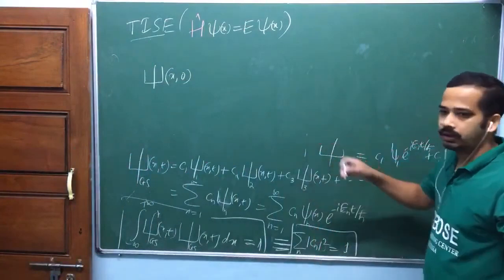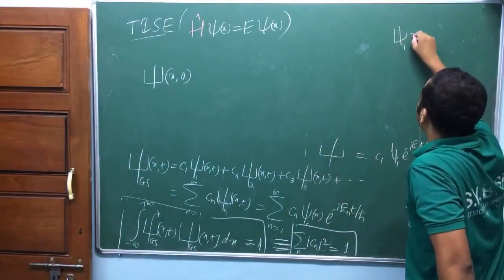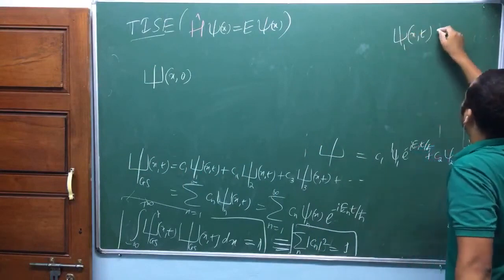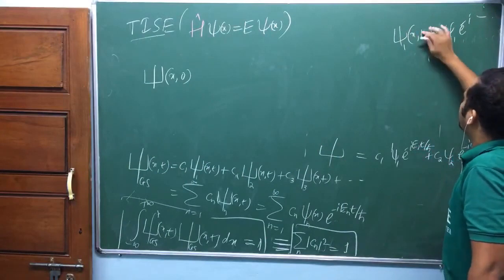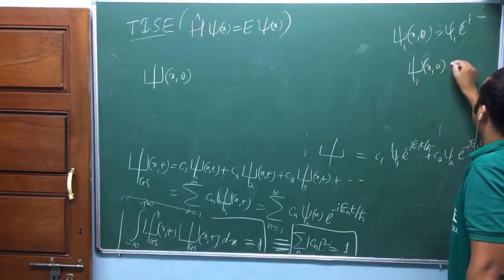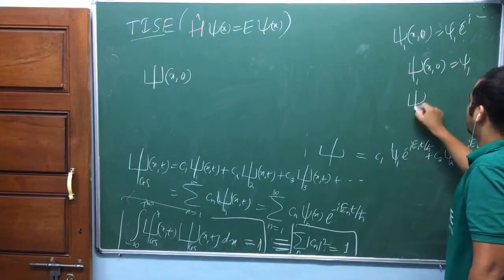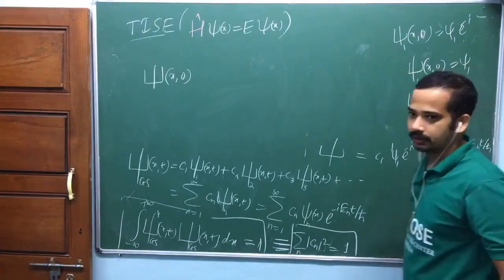For that initial state, when you put t equal to 0 in psi 1 of x comma t, which is psi 1 into e to the power minus i E t by h bar, what do you get? Psi 1 of x comma 0 is psi 1, am I right? Psi 2 of x comma 0 is psi 2, isn't it? You will get like that.